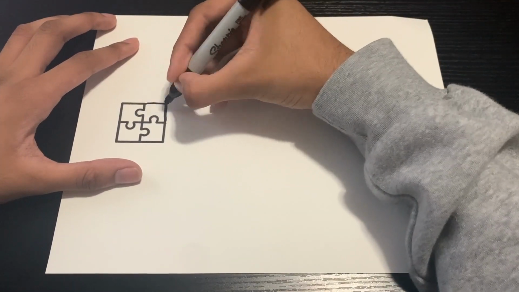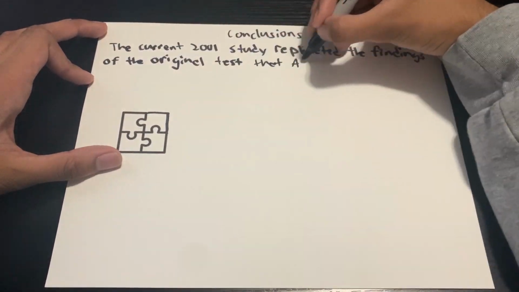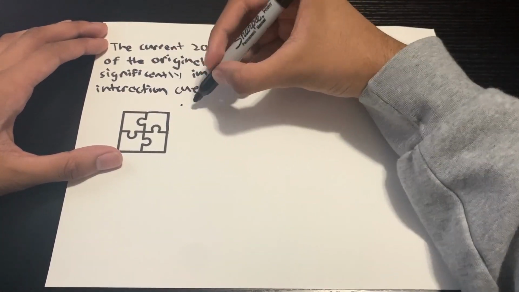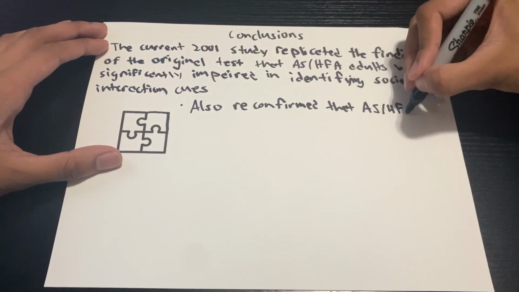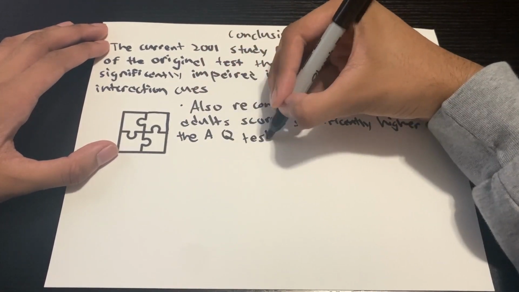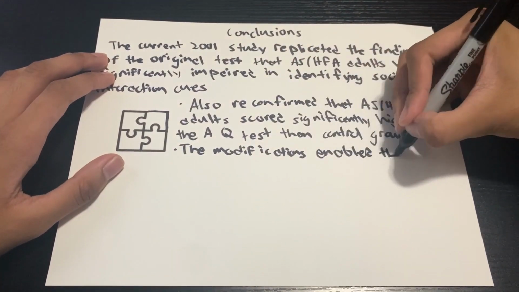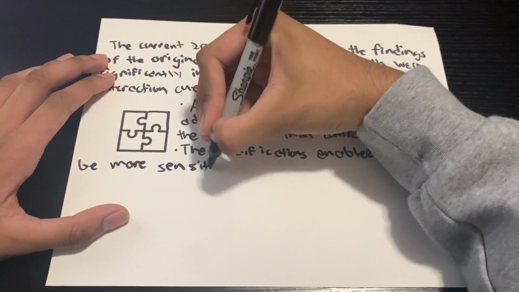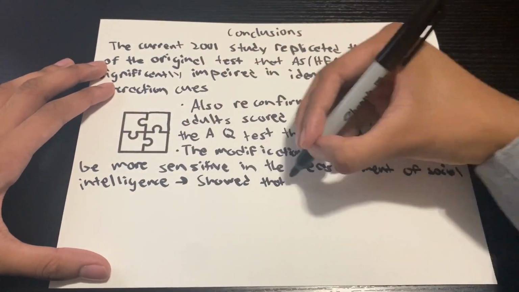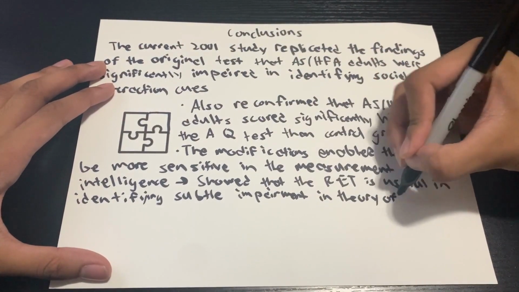In conclusion, the current 2001 study replicated the findings of the original test, that AS/HFA adults were significantly impaired in identifying social interaction cues. The study also confirmed that AS/HFA adults scored significantly higher on the AQ tests than control groups. The modifications enabled the RET to be more sensitive in measuring social intelligence. This showed that the RET was useful in identifying subtle impairment in theory of mind related to the autism spectrum or high-functioning autism.